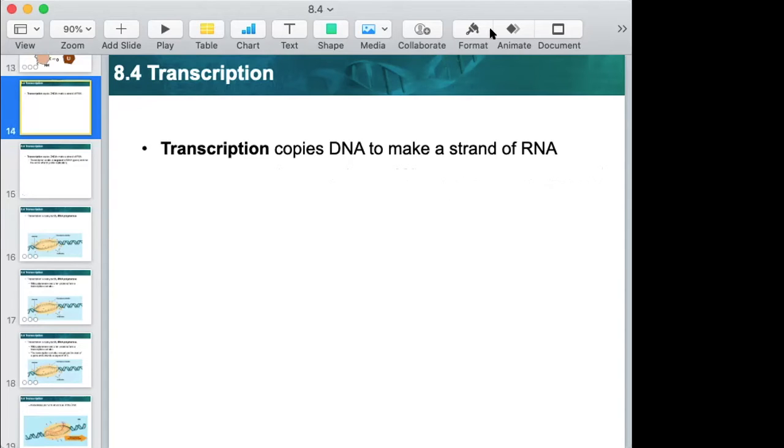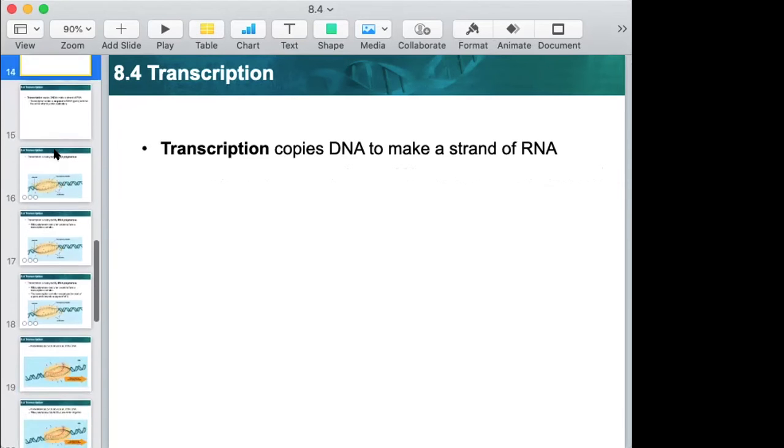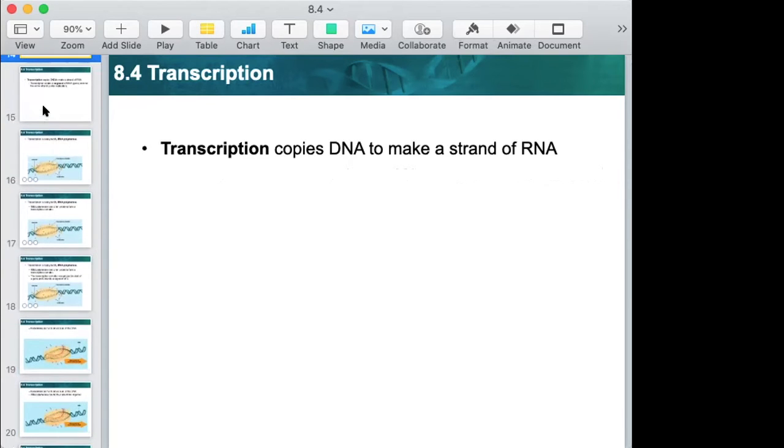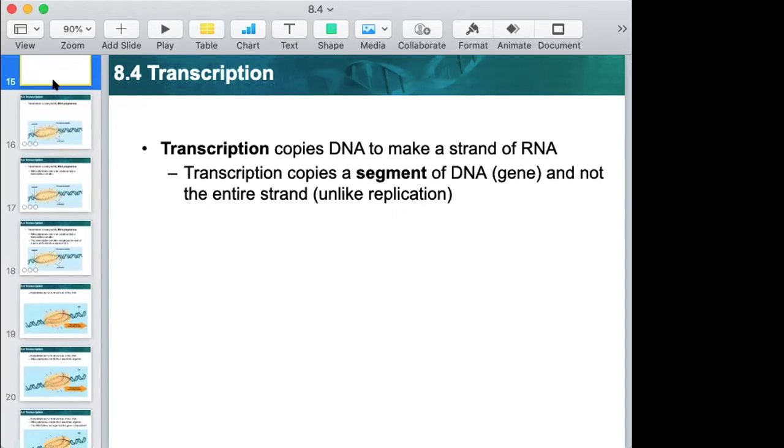Transcription copies DNA to make a strand of RNA. Now, transcription, though, only copies one gene, not the entire strand. So in replication, you're copying the entire DNA, all 3 billion nucleotides. But for transcription, the idea is to just have one of the genes expressed. And so it's going to only copy one gene and convert it to RNA, and use that to make a protein.